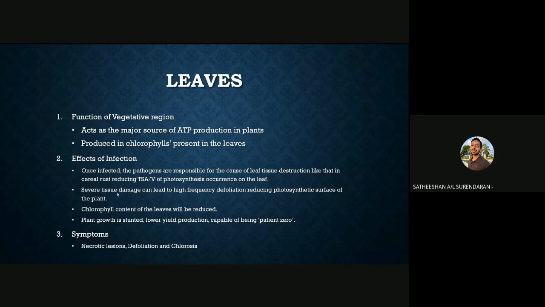Its severe tissue damage can lead to high frequency defoliation, reducing the photosynthetic surface of the plant as well. Chlorophyll content of the leaves will be reduced. Plant growth is stunted, lower yield production can be seen, and it is capable of being patient zero. This means it is capable of spreading these pathogens within the plant. Symptoms: necrotic lesions, defoliation, and chlorosis.